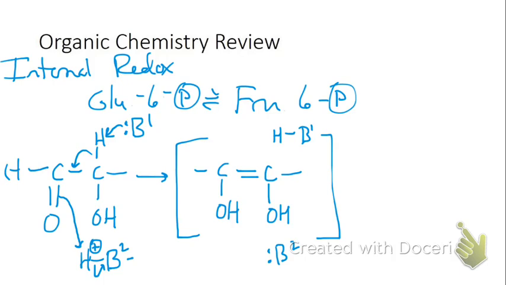So now we have to regenerate it. We're going to take this and remove that proton, those electrons going back to the base. And this base is going to remove that proton, causing these electrons to float down to the bond to make a carbonyl group. So what we get is this.